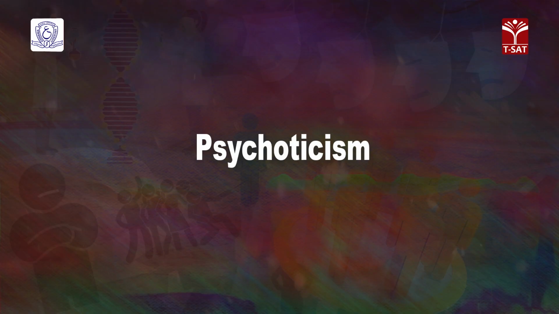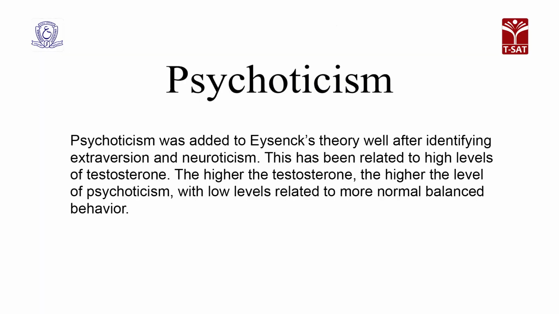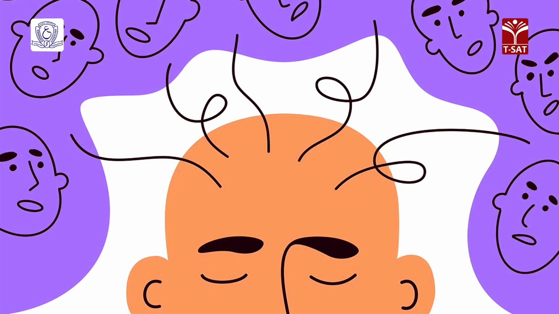Then comes the third dimension, psychoticism. Psychoticism was added to Eysenck's theory well after identifying extraversion and neuroticism. This has been related to high level of testosterone. The higher the testosterone, the higher the level of psychoticism, with low levels related to more normal balanced behavior. The level of a person's psychoticism reflects their vulnerability to impulsiveness, aggressiveness and a lack of empathy.